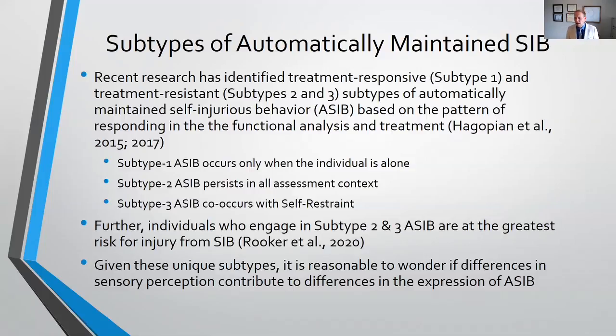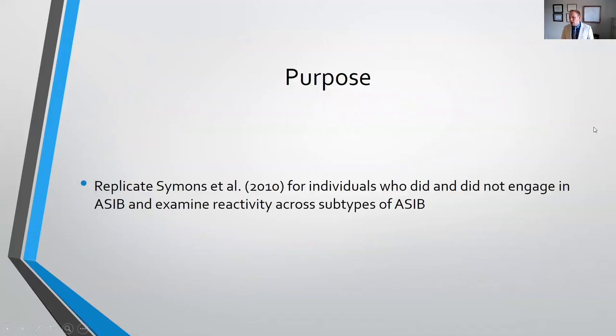Further, research we've conducted looking at wounds produced by individuals with subtype 2 and 3 ASIB suggests they're at the greatest risk for wounds, with those subtype 2 individuals actually producing the most wounds, followed then by subtype 3, and then by social. So given these unique subtypes, it's reasonable to wonder if differences in sensory perception contribute to the difference in the expression of that self-injurious behavior across these subtypes. So what we attempted to do was replicate the Symons et al. 2010 study for individuals who did and did not engage in self-injurious behavior, and to examine reactivity across those subtypes that I just talked about.